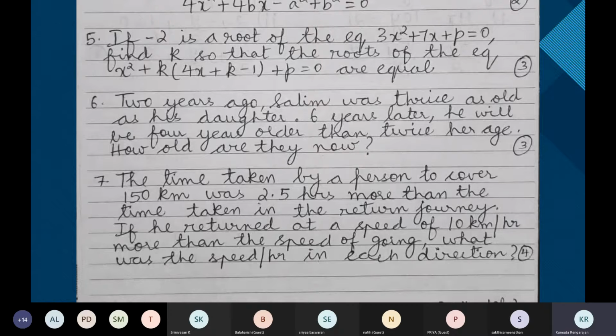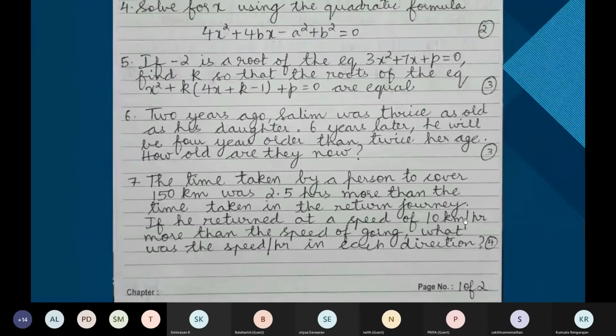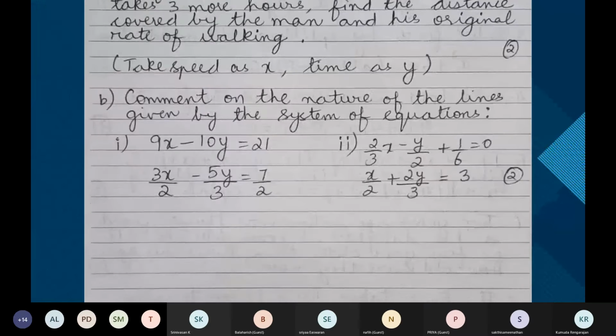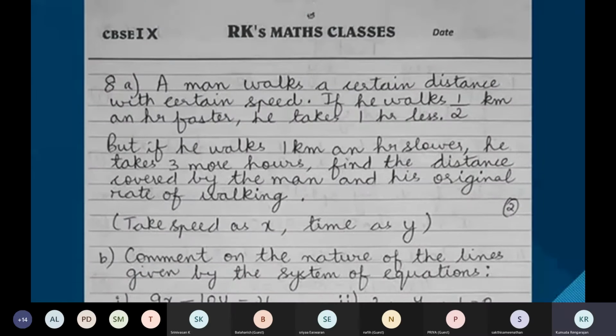The time taken by a person to cover 150 kilometers was 2.5 hours more than the time taken in the return journey. Well, not the 7th one, children, the 8th one. Sorry, just a minute. This one, children, the 8th one.